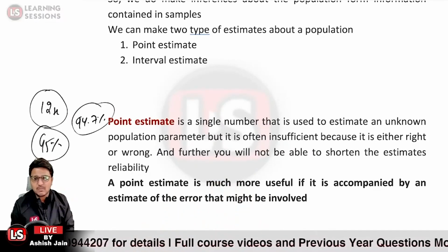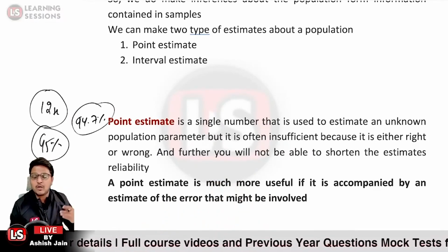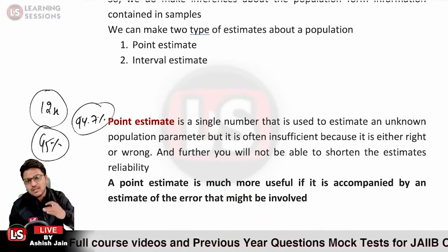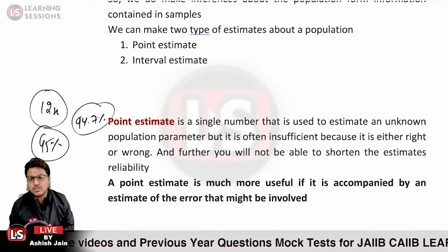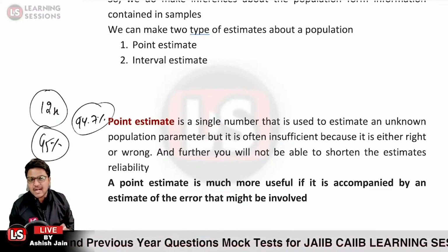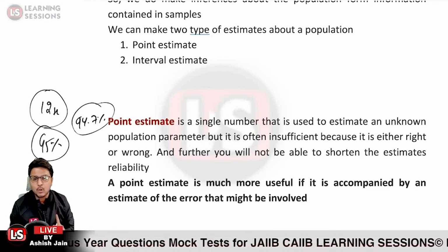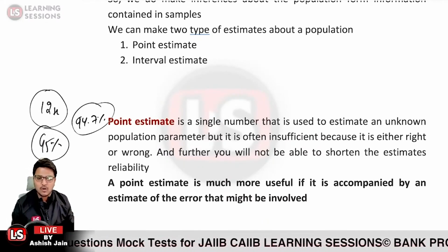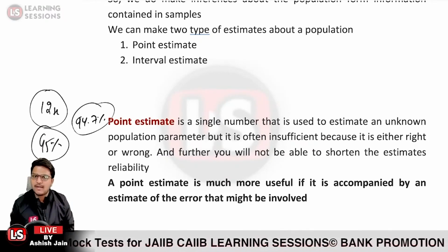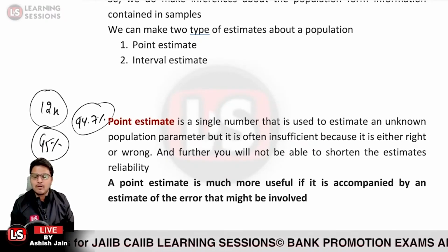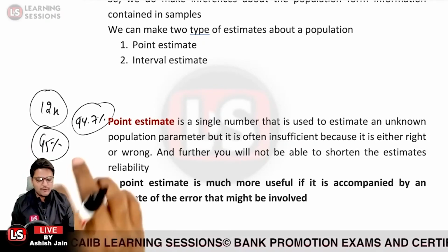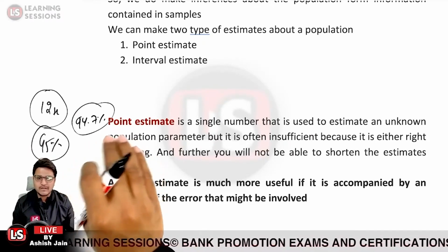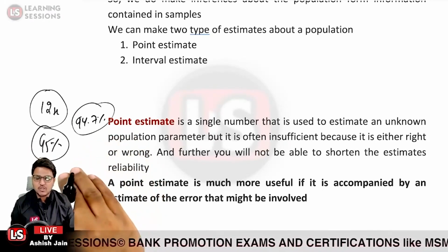We want to estimate the population parameter using the sample statistics, and in that case particularly we use only a single value, and further if it is wrong, it is wrong. So it may be either wrong or right. Okay, it is not the case that it will be lying in between. So even if it is 94.7, we'll be saying that our estimation was wrong.